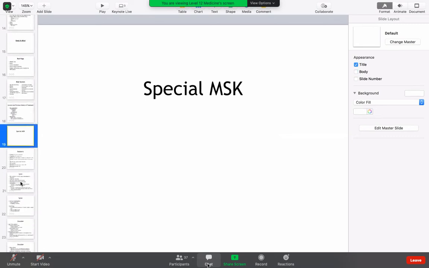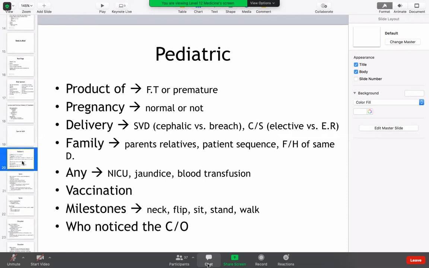So, special considerations in musculoskeletal system history. In pediatrics, always ask about the pregnancy, whether the patient is full term or not, what type of delivery, and any relations between the parents. First degree relatives, for example, can be exposed to inherited diseases.